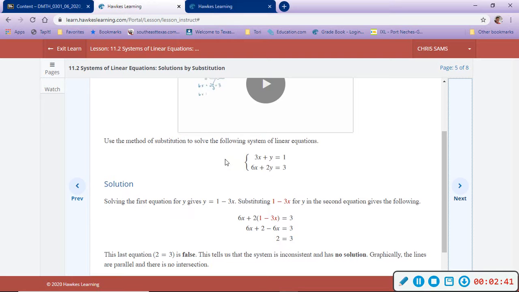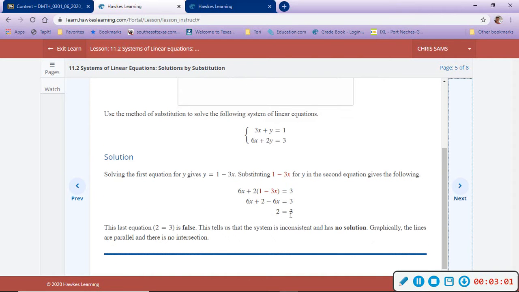Okay, so sometimes when you solve, so this one they probably solved for y, and then they plug it in, and when you simplify, both your x's cancel out. So you have 6x and minus 6x, so you don't have any variables left. And the statement that you're left with is 2 equals 3. If you get a false statement like this, 2 is not equal to 3, that's false. So that means this is inconsistent, which means there's no solution. If you solve both of these for y, you would notice you would have the same slope.